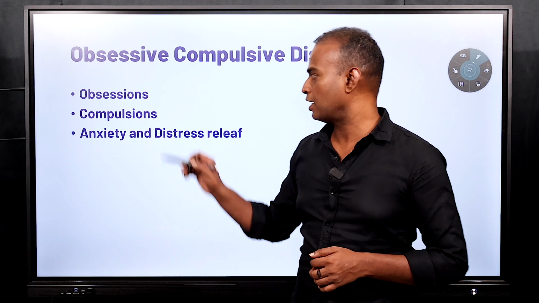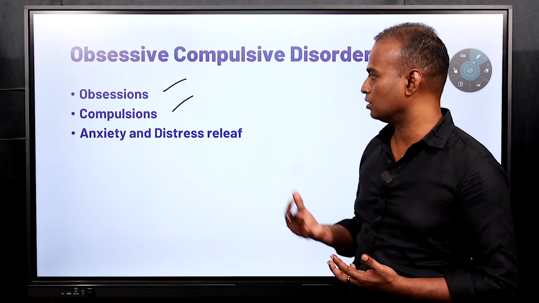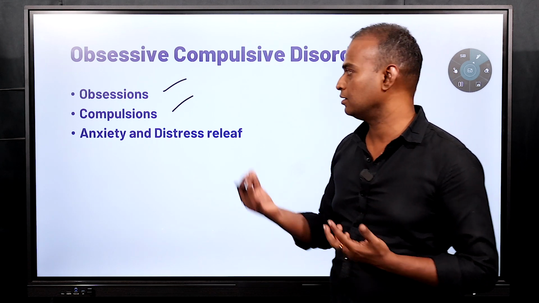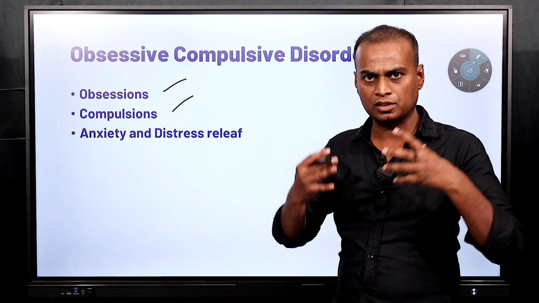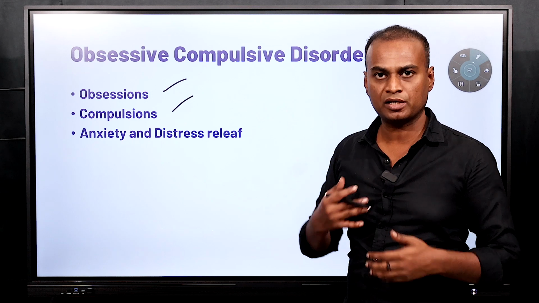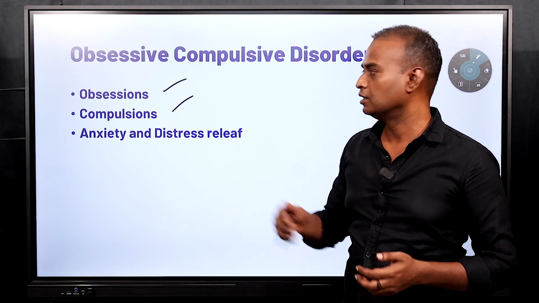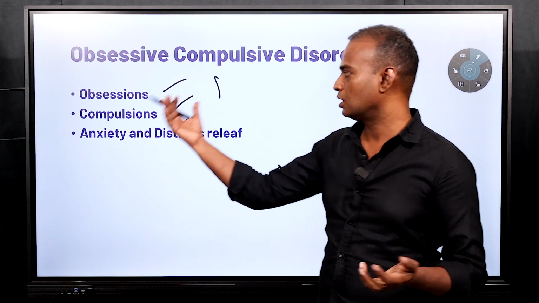Obsessive compulsive disorder will have obsessions, will have compulsions. Why do they have obsessions and compulsions? To reduce the anxiety or distress. Obsession is thinking about the same thing, remembering the same thing. It can be an image, or a thought, or a memory. If it is coming again and again, unwantedly and repeatedly, then it is known as obsession.